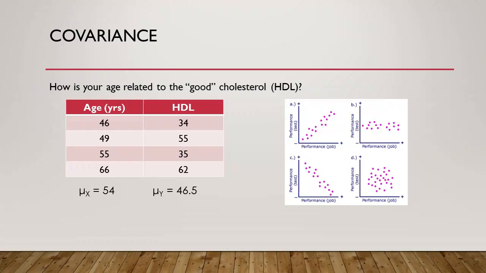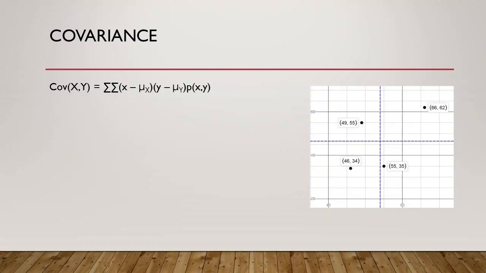So I will calculate a mean, I'll calculate a standard deviation. I'll be using those in a minute. But let's look at our formula for covariance. So the covariance says I'm going to add up the difference between x and its mean multiplied by y and its mean times its probability.